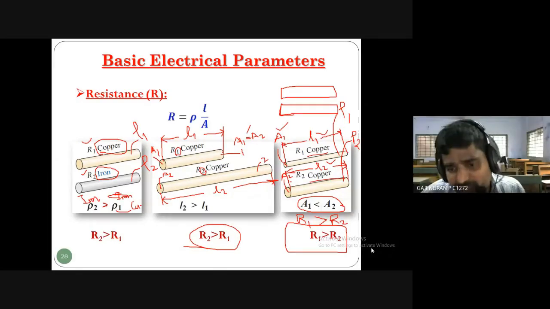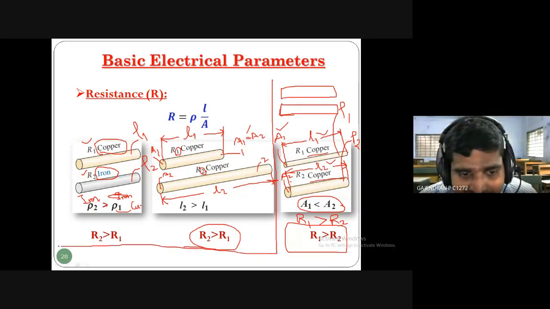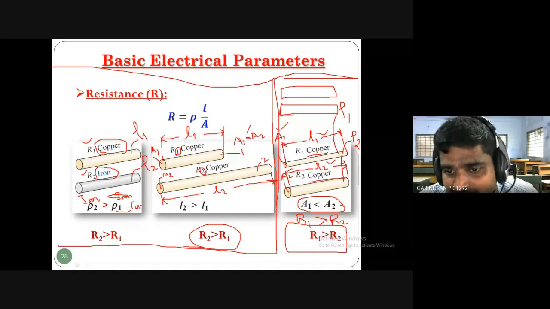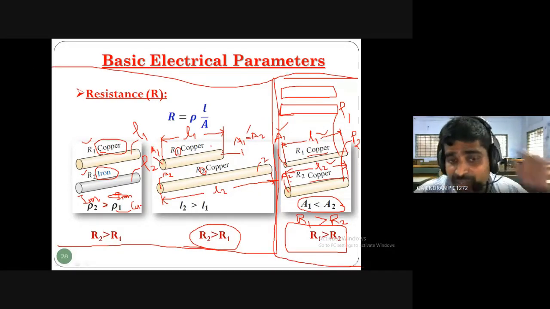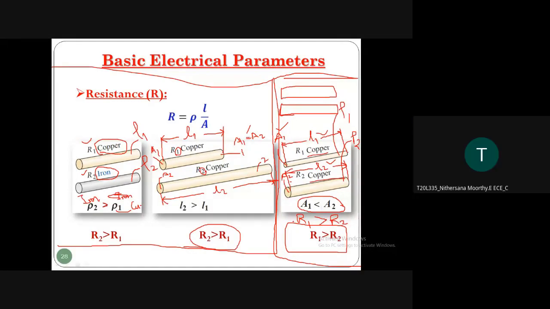That's all. So these two quantities are directly proportional to the resistance. This is inversely proportional. That is the inference why we have drawn these images. The last time explained, sir. This one, the last diagram.